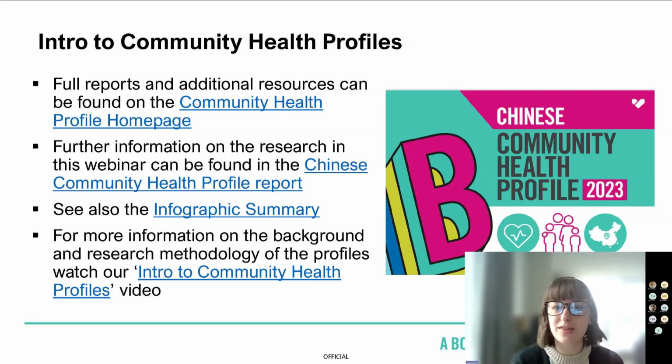So the profiles start with a section on getting the best start in life, go through to ageing and dying well, and focus on different aspects of health. For example, we have an active at every age and ability section looking at physical activity, and a healthy and affordable food section looking at diet and lifestyle.